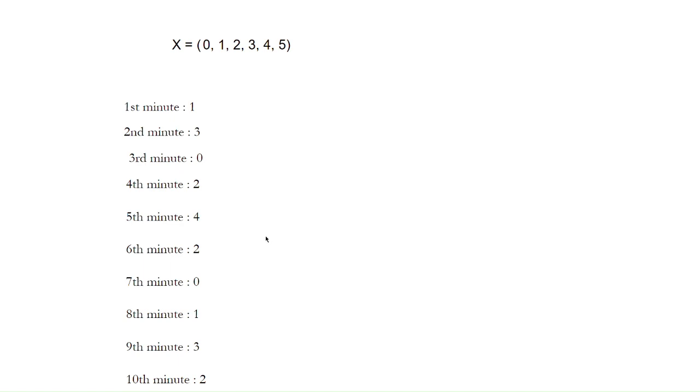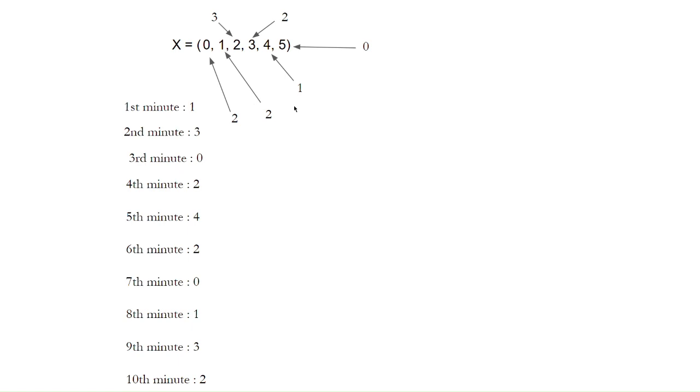Now let's count how many times each of these numbers occurred. How many minutes did 0 cars pass through? Or how many minutes did 1 car pass through? There were 2 minutes when 1 car passed through the junction, 2 times when 0 cars passed through, 3 times when 2, 2 times when 3, 1 time when 4, and 0 times when 5. So there wasn't a single minute where 5 cars passed through the junction.